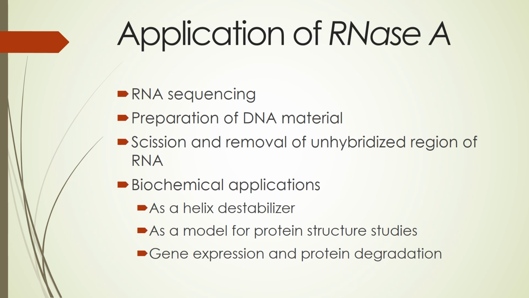So first is the RNA sequencing. RNA sequencing is like DNA sequencing. This is one of the techniques where RNase A cleaves RNA at the pyrimidine bases C and U. Therefore, partial digestion of RNA samples results in fragments terminating with C or U. The fragments are then separated by polyacrylamide gel electrophoresis to form a ladder.